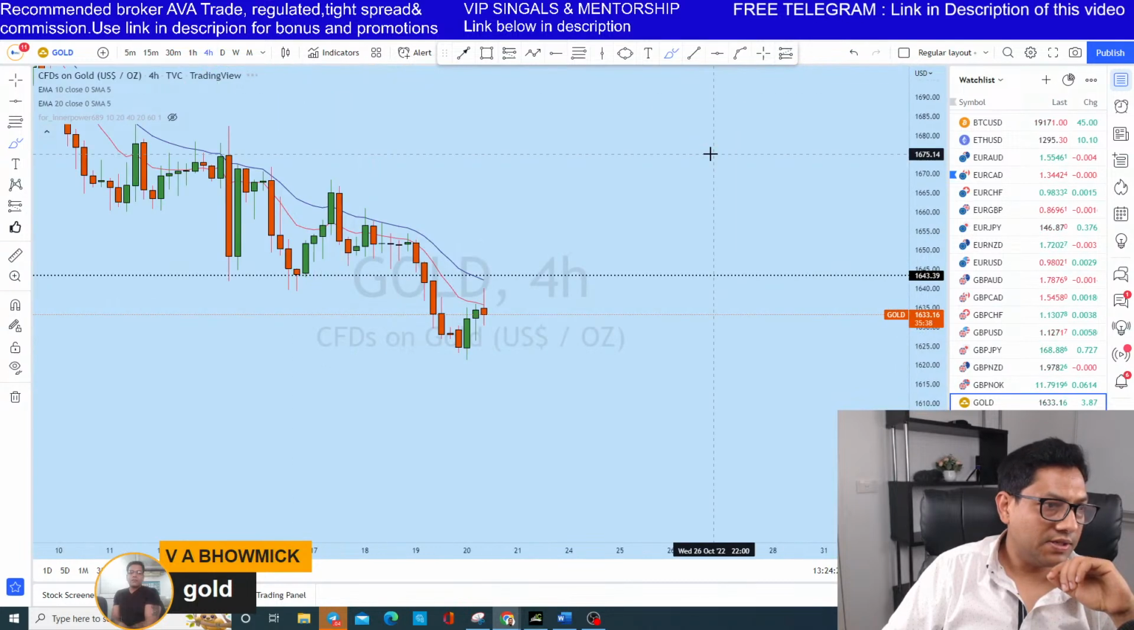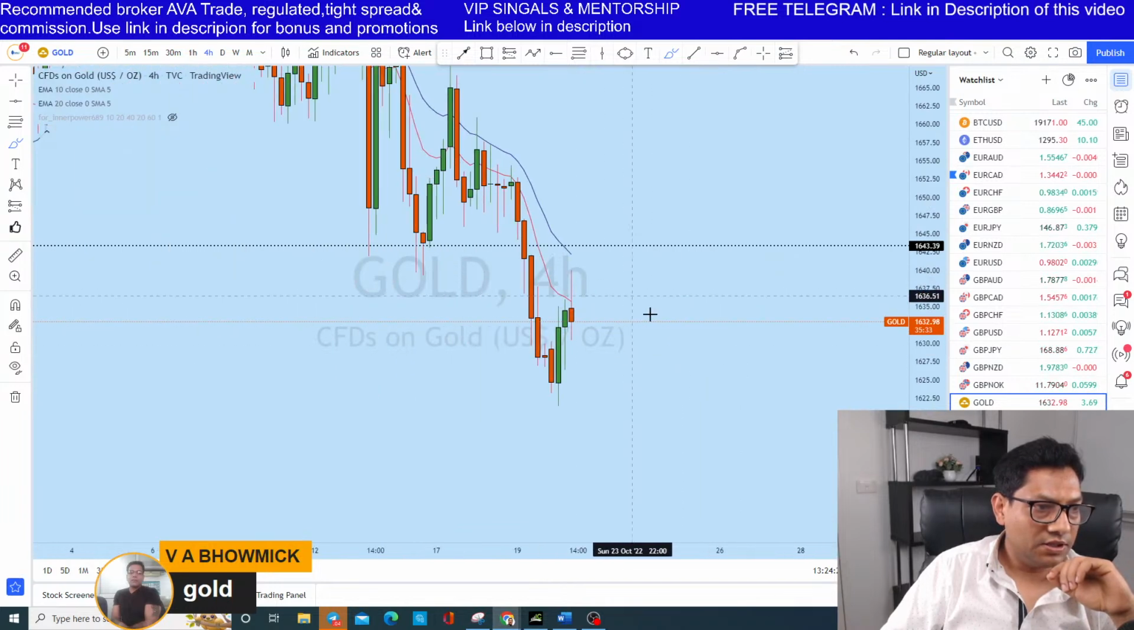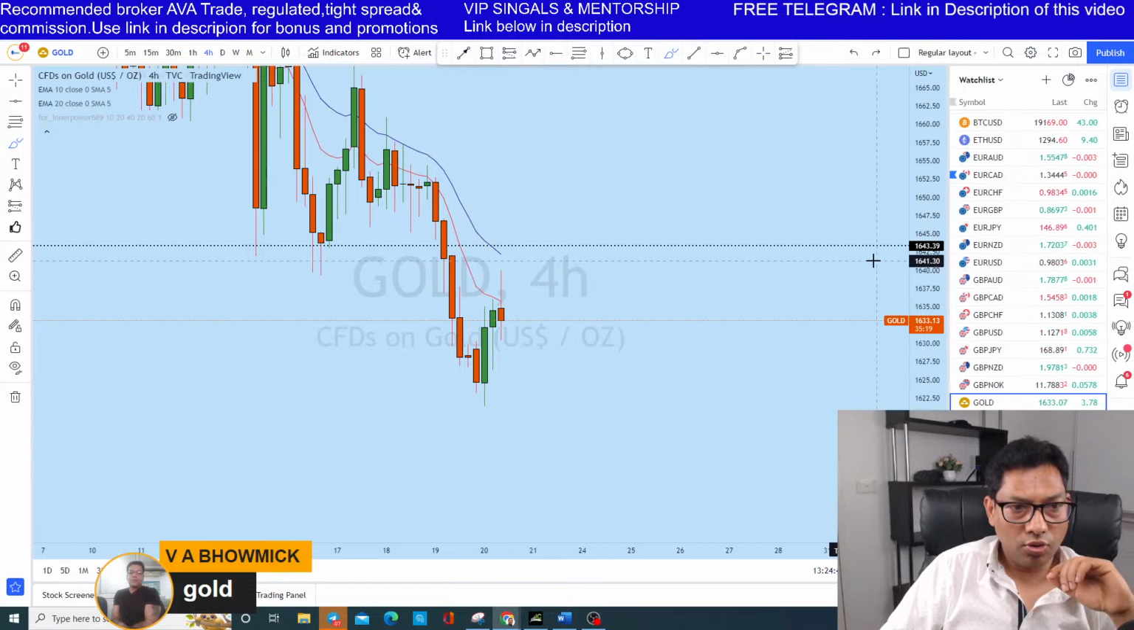Okay, so with that being said, on the 4-hour time frame we see this is the gold current price action. What I think is that if this one closes as a bearish engulfer, a strong bearish engulfer, that can absolutely give us a really nice looking shorting opportunity on gold.